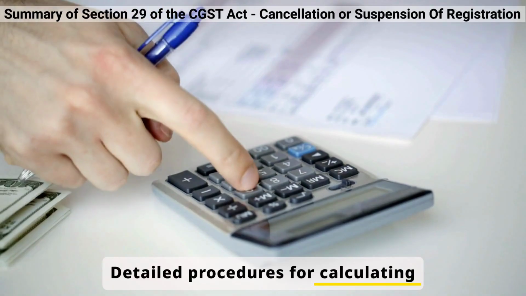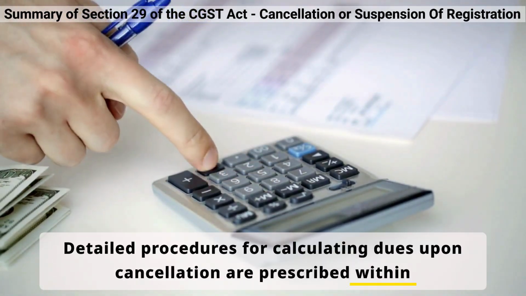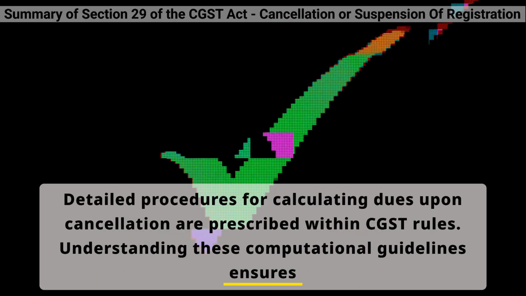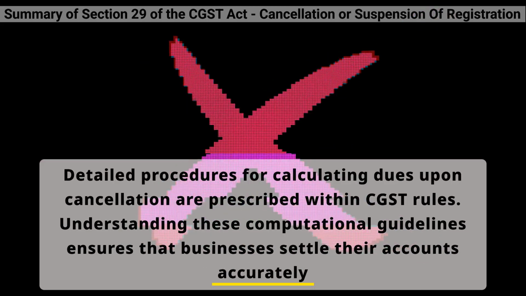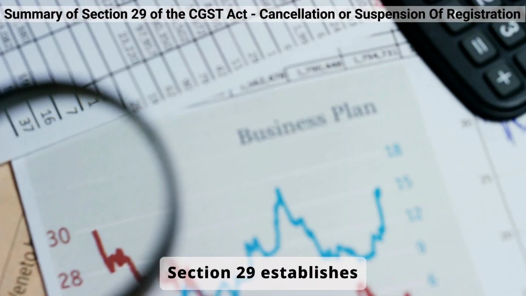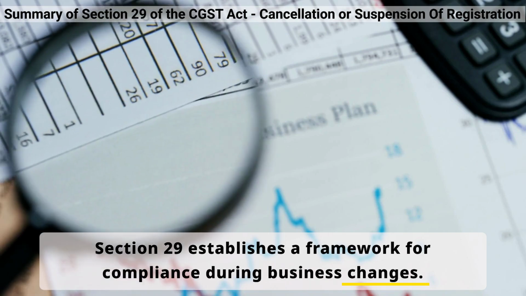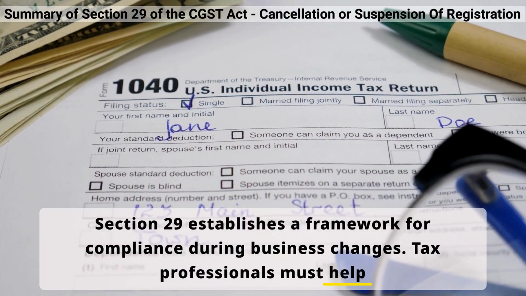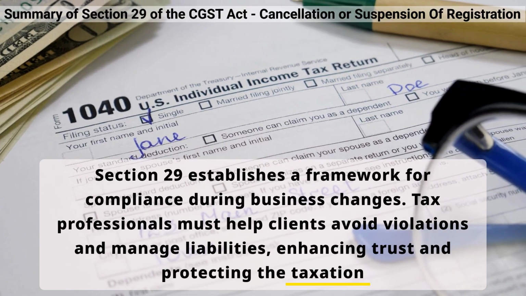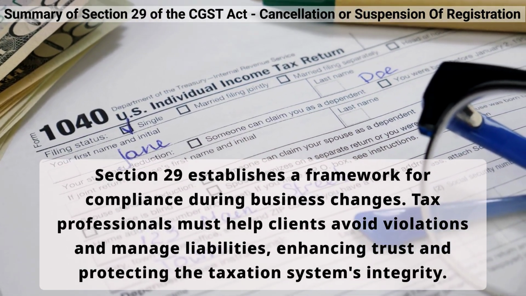Detailed procedures for calculating dues upon cancellation are prescribed within CGST rules. Understanding these computational guidelines ensures that businesses settle their accounts accurately and avoid penalties. Section 29 establishes a framework for compliance during business changes. Tax professionals must help clients avoid violations and manage liabilities, enhancing trust and protecting the taxation system's integrity.